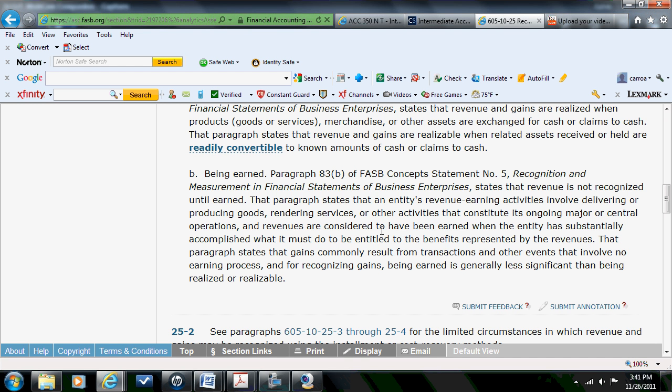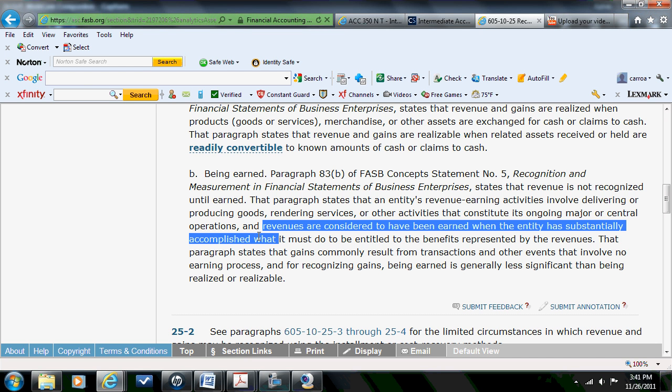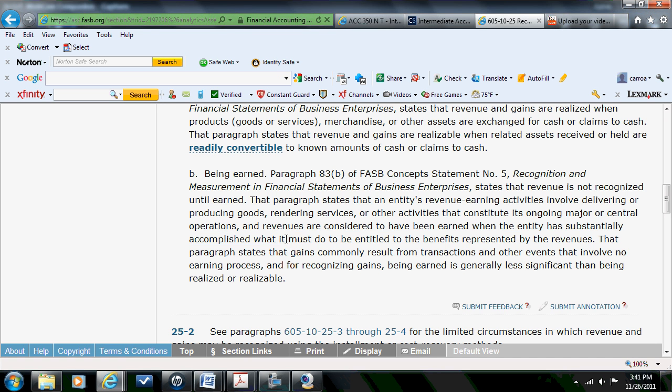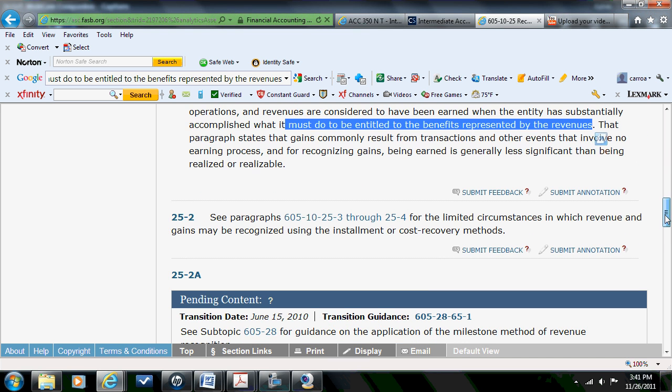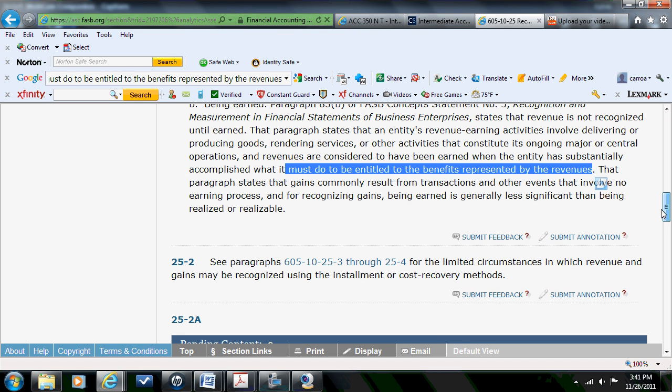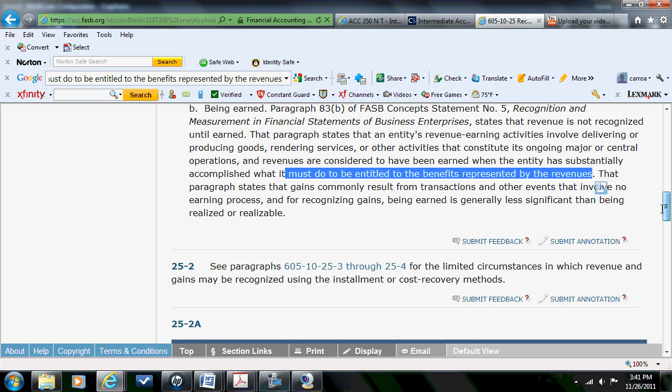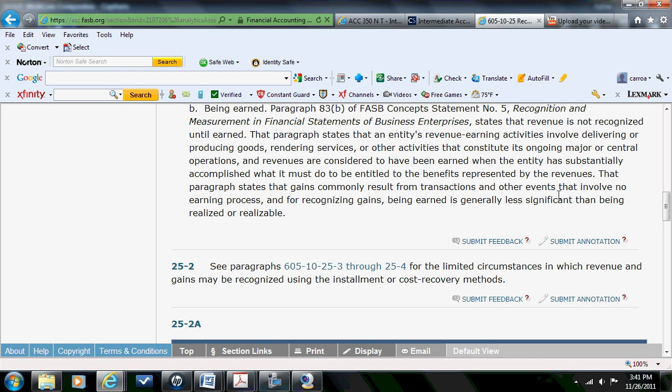And it tells us that revenues are considered to have been earned when the entity has substantially completed what it must do to be entitled to the benefits represented by revenue. And that is the key to our current case. When is a landlord deemed to have earned revenue? Well, when the tenant has occupied the premises for the amount of time that they have paid.